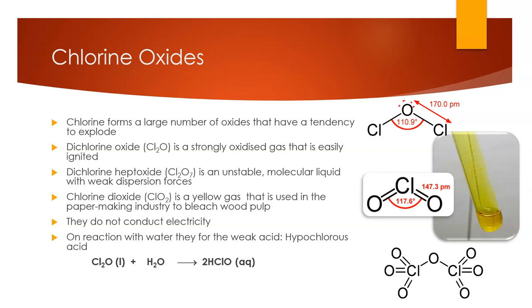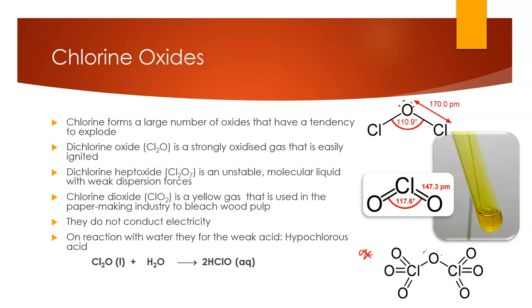Dichlorine heptoxide, which is Cl2O7, has this really interesting structure down here, which is bent around the oxygen, but with tetrahedral molecular geometry around the chlorine, with these interesting 3 sets of double bonds to the oxygen. This is unstable, and you can see why that would probably be. We've got a very unusual bonding arrangement here. It's a liquid, and is held together by weak dispersion forces only because of the symmetry in the molecule.